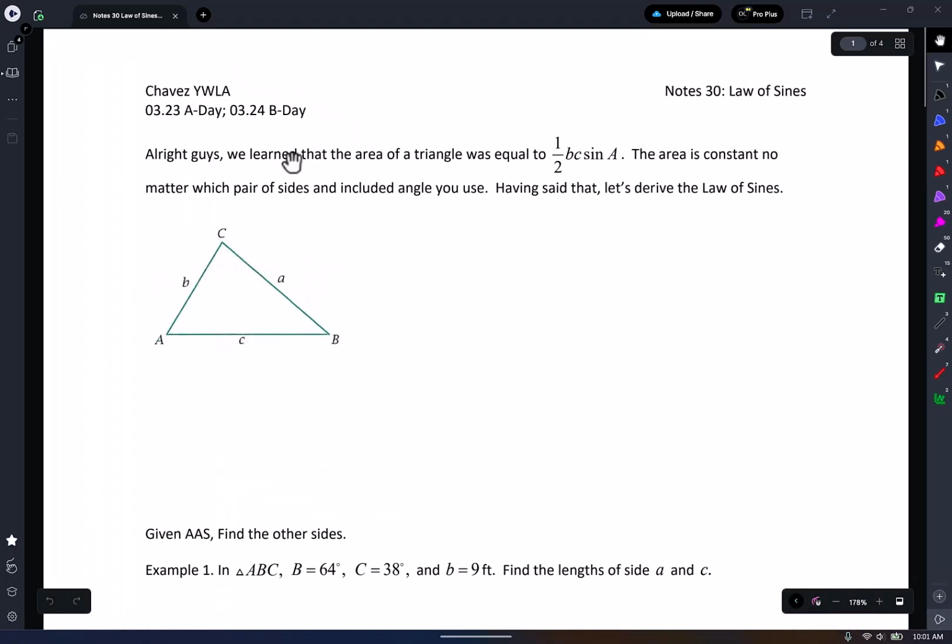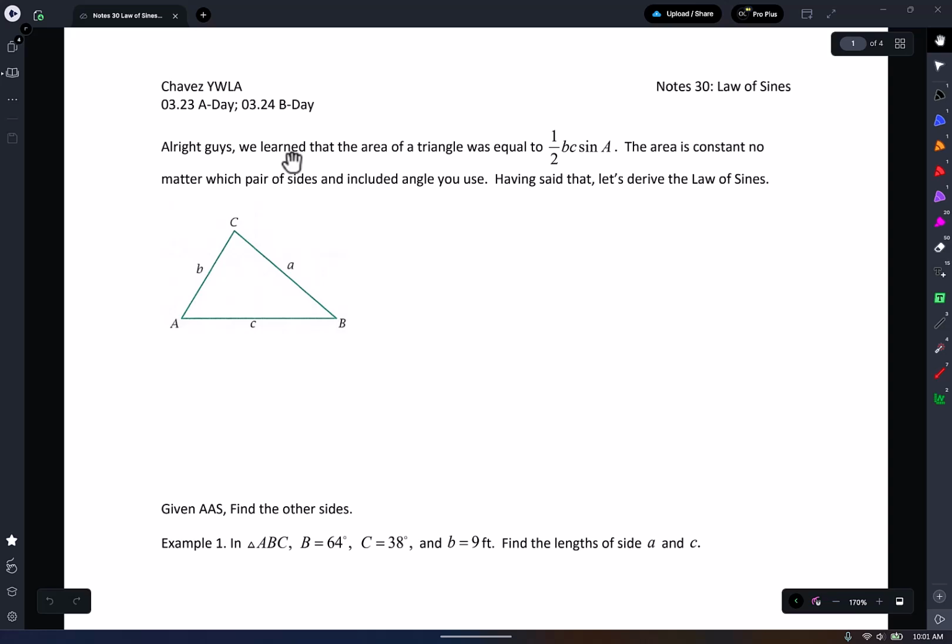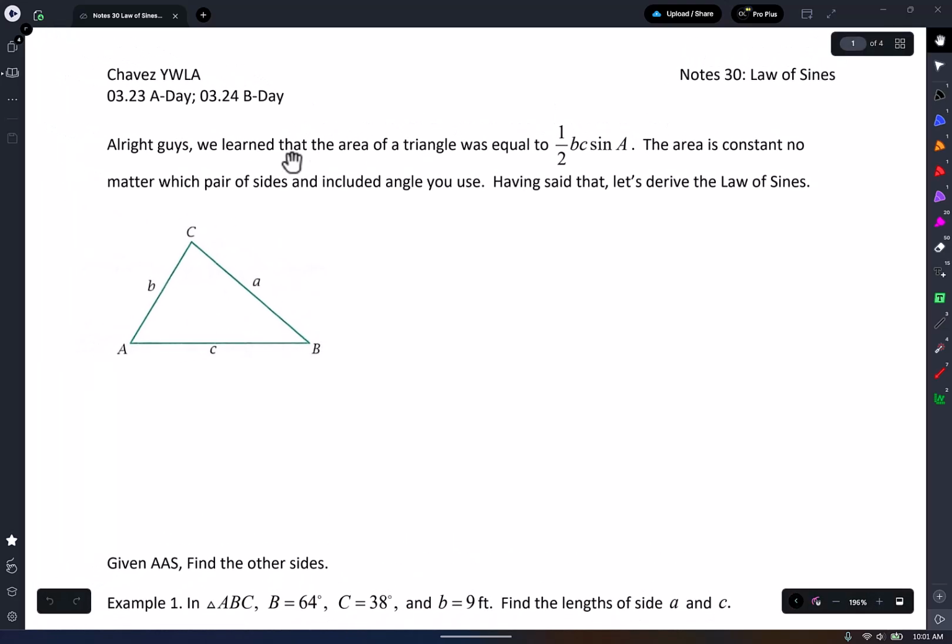Okay, here we go, guys. We're about to derive the law of sines. It's not too extreme. It's pretty straightforward. Well, I guess it's relative, so I shouldn't be saying stuff like that. But it's relative whether you think this is straightforward or not.